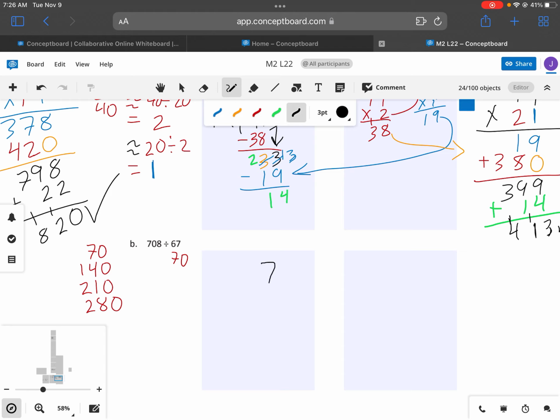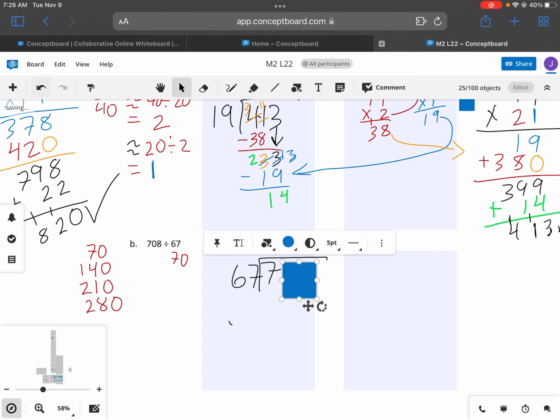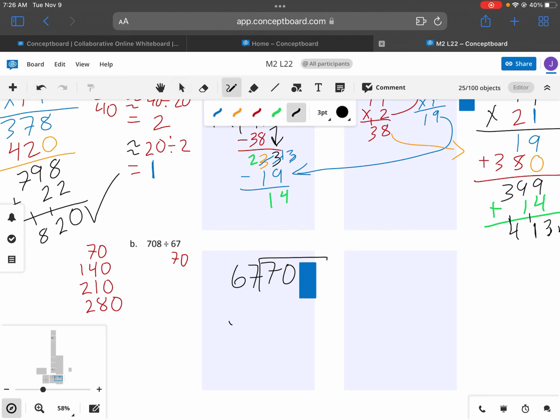I'm going to set up my problem. 708 divided by 67. My first problem is going to be the 70, because I know I can't do 7 divided by 67, so it's going to be 70. So I'm going to take that 70 and put it over here, and 70 divided by 70 equals 1. Now, I didn't get the 70 from here. I got the 70 from the side over here. And that is the first one.